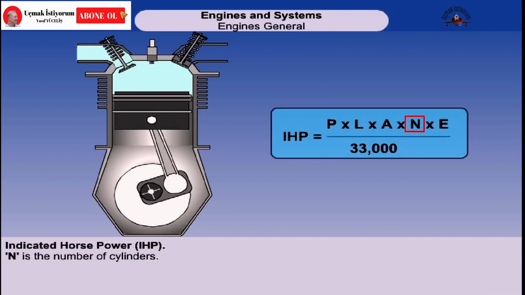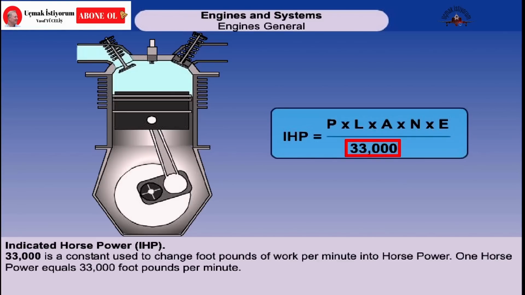N is the number of cylinders that the engine has. E is the effective working strokes per minute, or the RPM of the engine. And 33,000 is a constant used to change foot-pounds of work per minute into horsepower. 1 horsepower equals 33,000 foot-pounds per minute, or 550 foot-pounds per second.